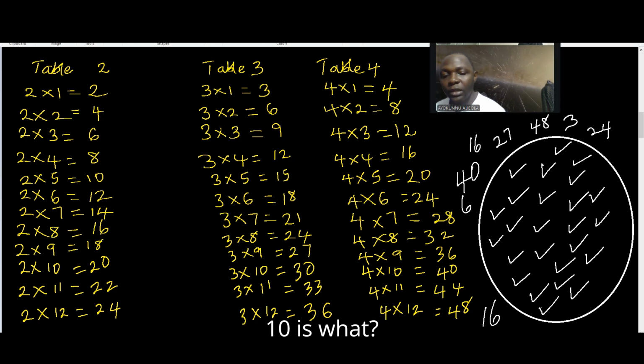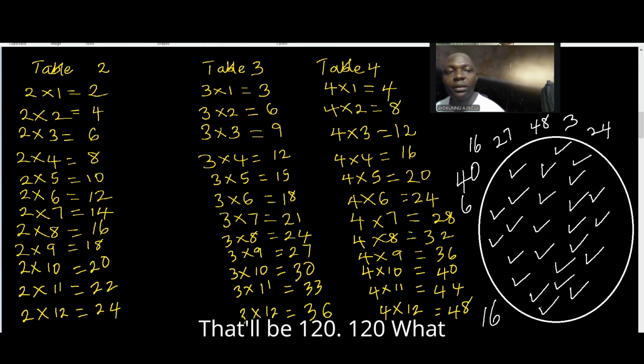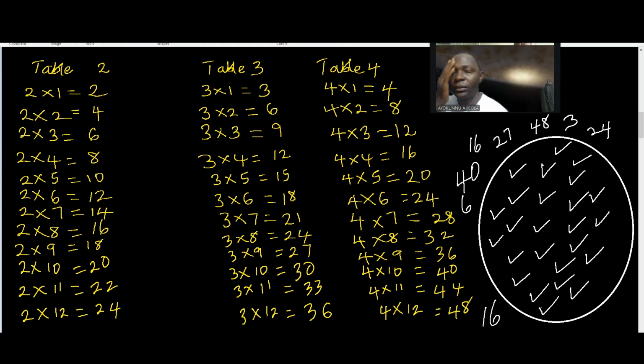Like 7 times 10 is what? 70. What about 12 times 10? 12 times 10, that would be 120. What about 11 times 10?